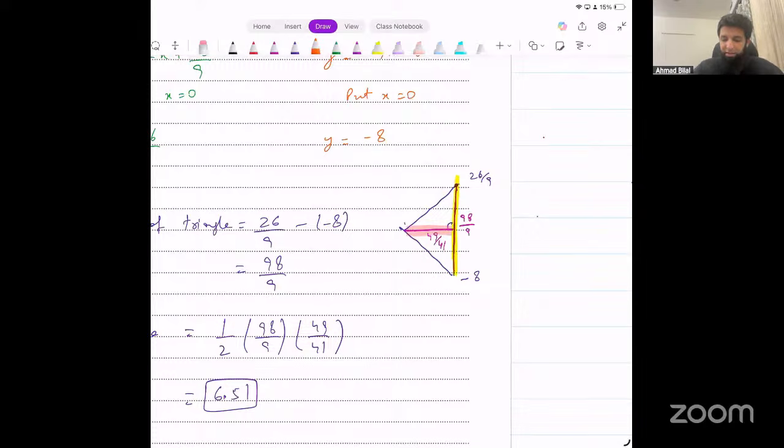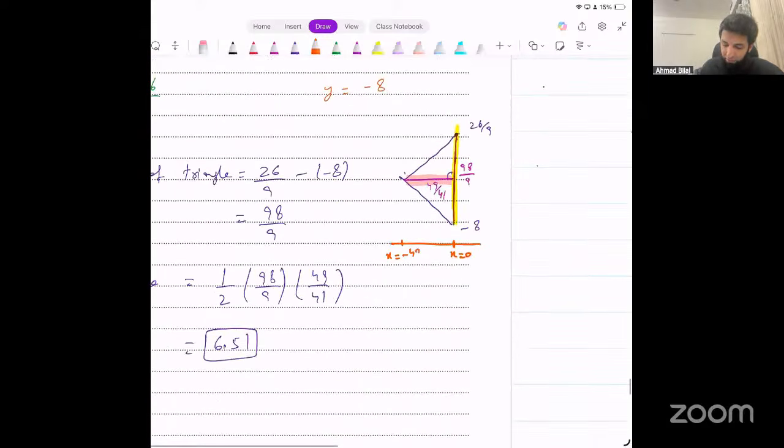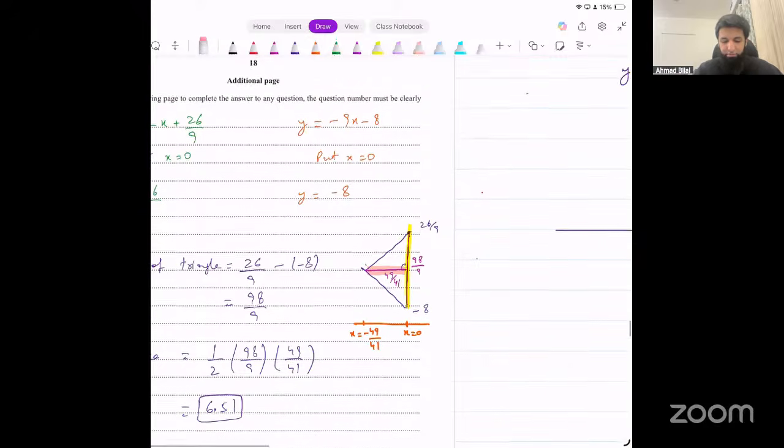Now, what is the length of this side going to be? We know that this is x equal to 0 and this is x equal to negative 49 over 41. So we could say the height of the triangle will be 49 over 41 if we consider this as the base. So I've again used half into base into height. This way we don't have to use the distance formula to find this length and this length. And we can do it directly like this.